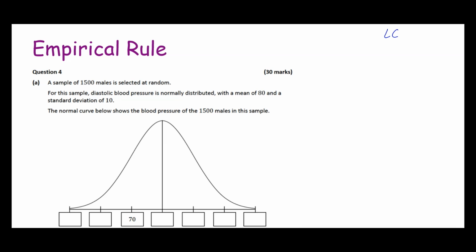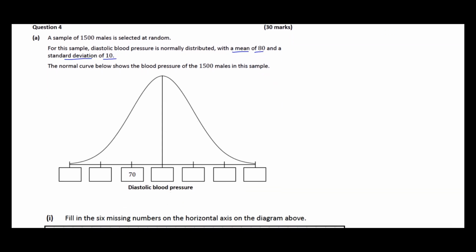Let's look at statistics and specifically the empirical rule. A sample of 1,500 males is selected at random. For this sample, diastolic blood pressure is normally distributed with a mean of 80, so that's the first piece of information, and a standard deviation of 10. The normal curve below shows the blood pressure of the 1,500 males in this sample. Okay, and we can see that normal distribution. Now, what do I need to know about it?